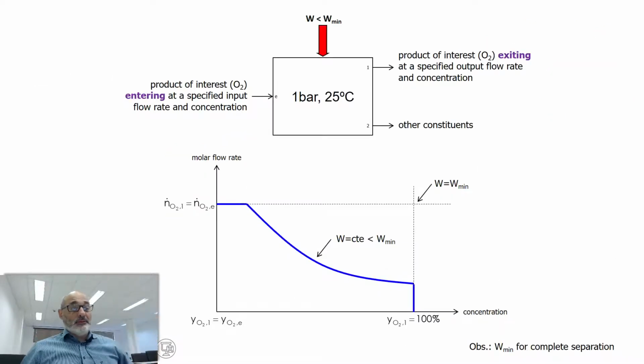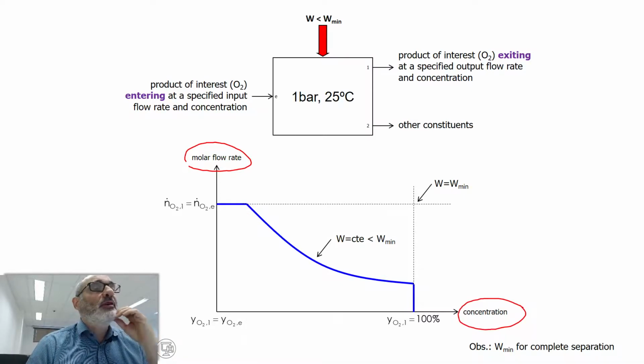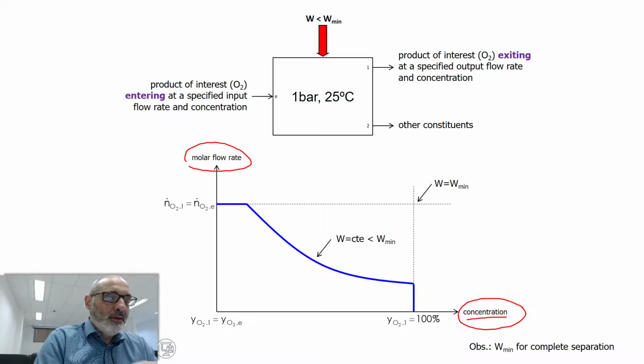Okay, so how things are supposed to work. Before doing some calculations, let's see how this is supposed to work. Let's try to figure this out with the help of what we call the operating envelope of the separation process. It's a graph. Here we have concentration of O2, for instance, and here we have molar flow rate.